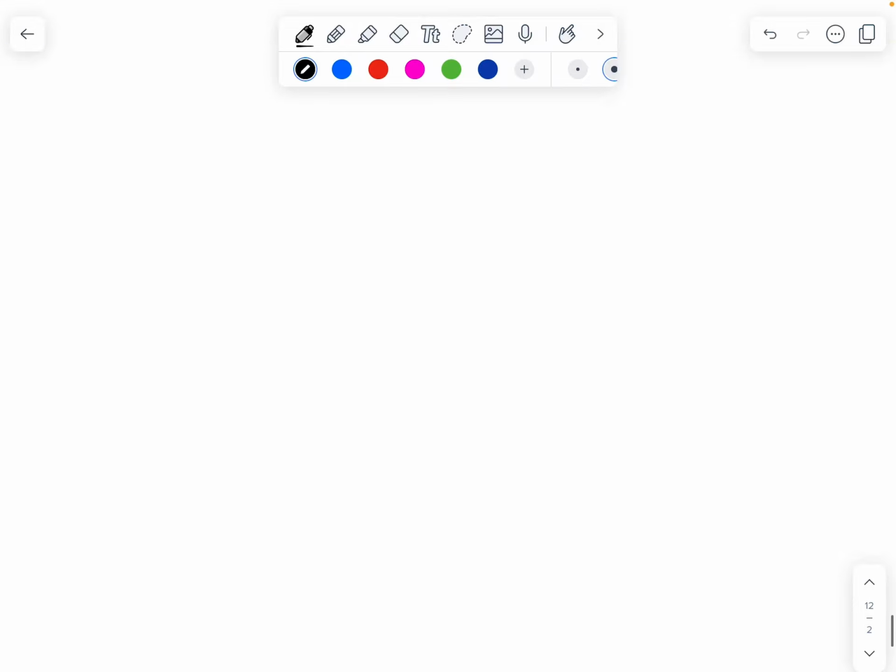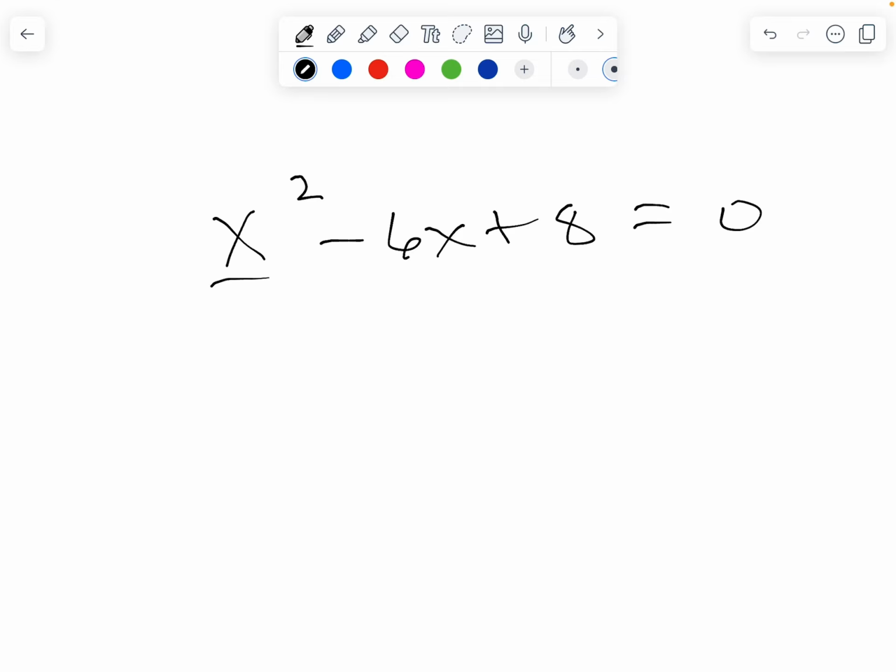Now, what would happen if instead of just an x squared, you had something else? Like, for example, what if it was x squared minus 6x plus 8? Now, in this case, you cannot isolate just an x squared. You have an x squared and an x, and it's hard to get just a single x by itself. So if you ever have an x squared and an x, the way you solve these is by factoring.